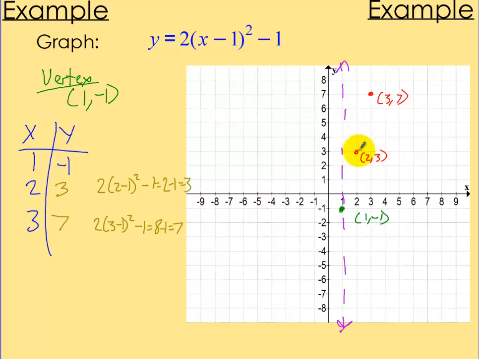Now that I got those points labeled, I want to mirror it on the axis of symmetry. So I'm going to plot a second point over here and label that at 0, 3. Another point over here, going 2 steps off, and that's going to be at -1, 7. All right, got those 5 points labeled. I can draw my parabola right through that.